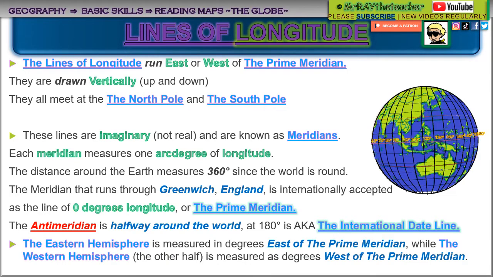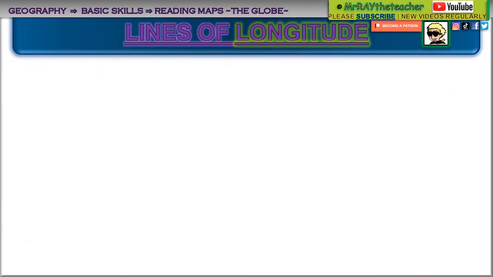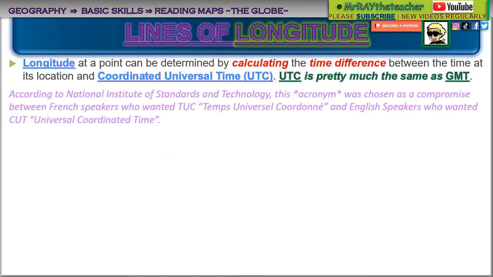The eastern hemisphere is measured in degrees east of the prime meridian, while the western hemisphere, the other half, is measured in degrees west of the prime meridian. Lines of longitude, not latitude, longitude. Took me a while to figure that one out, but you see me teaching.